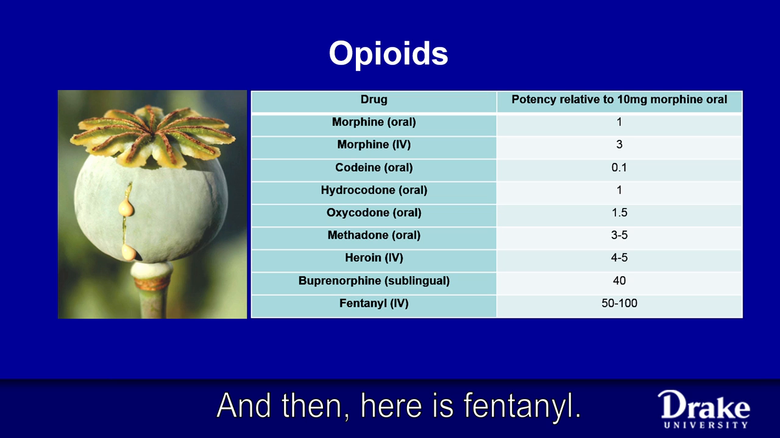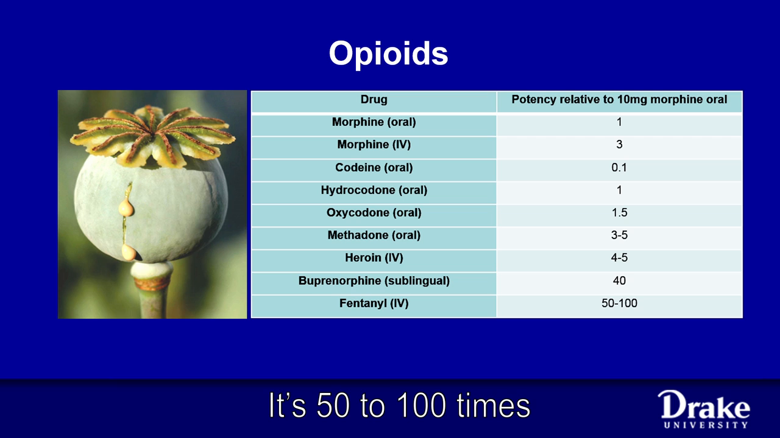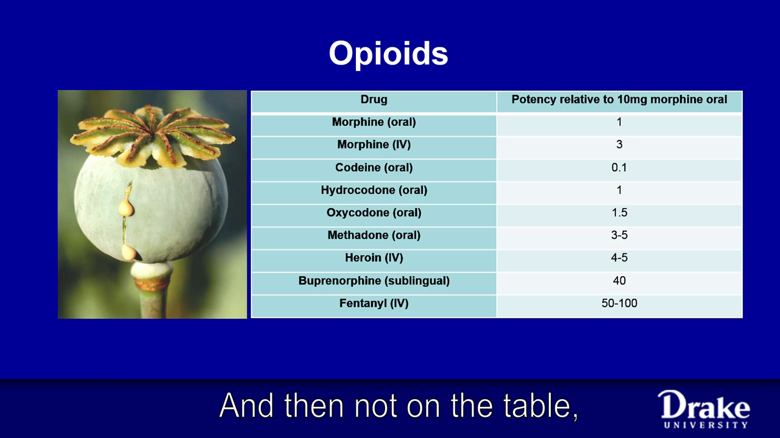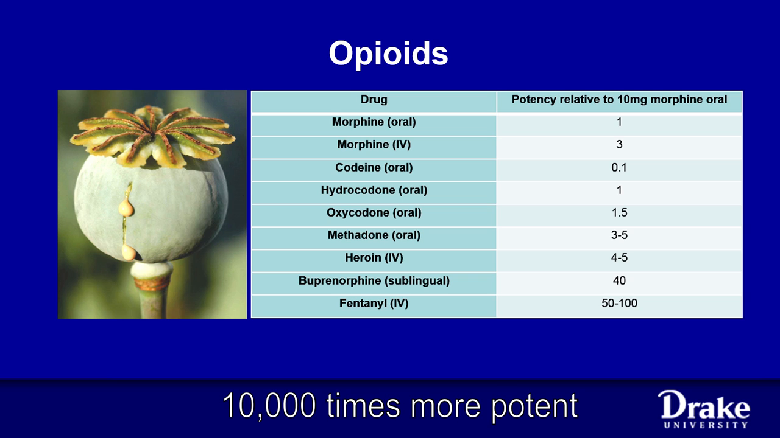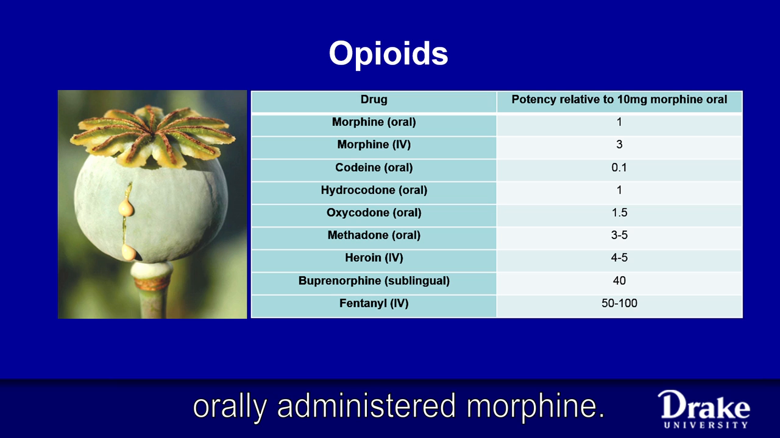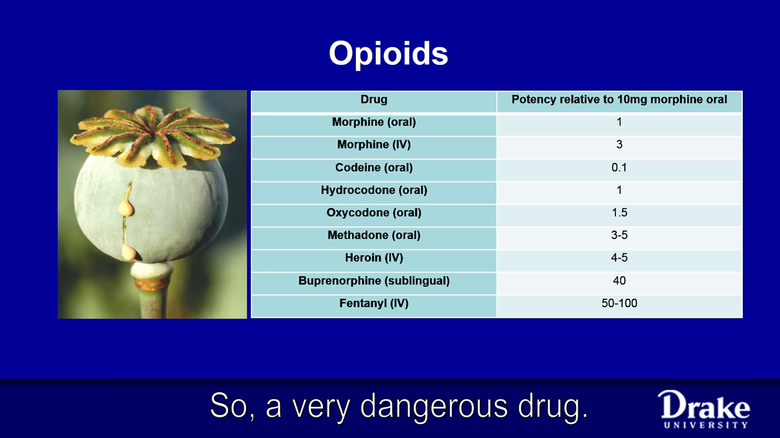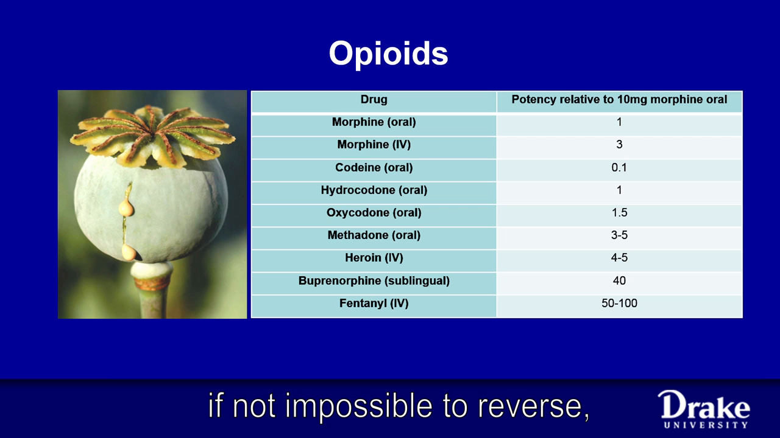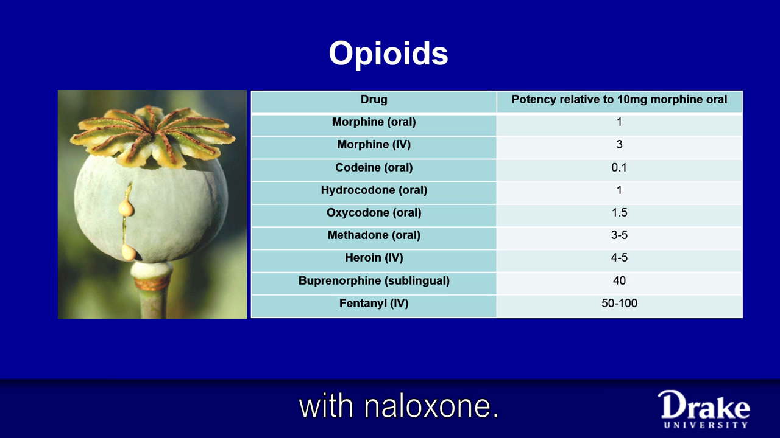And then here is fentanyl. It's 50 to 100 times more potent than a 10 milligram dose of morphine. So a very potent agent. And then not on the table, carfentanyl is 10,000 times, think about that, 10,000 times more potent than a 10 milligram dose of orally administered morphine. So a very dangerous drug, so potent, as I mentioned, that it's very difficult to reverse, if not impossible to reverse, with naloxone.